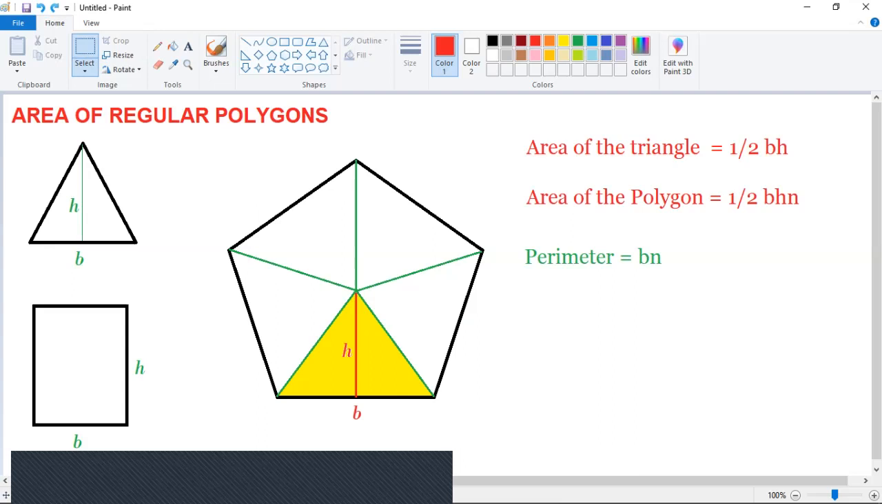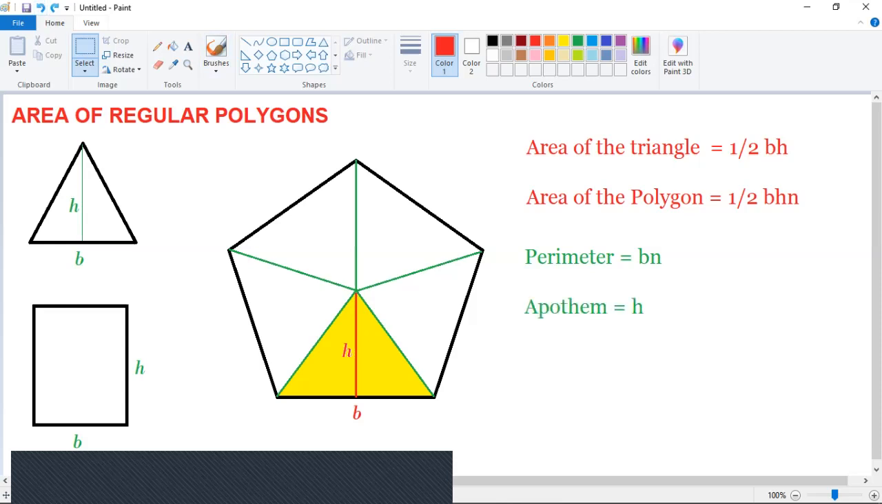The polygon has 5 sides. We add them up, and we call it the perimeter. The base of the triangle is one of the sides of the polygon, and it has 5 sides, which is the n. So that's Bn. The perimeter of the polygon is the base of the triangle times the number of sides.